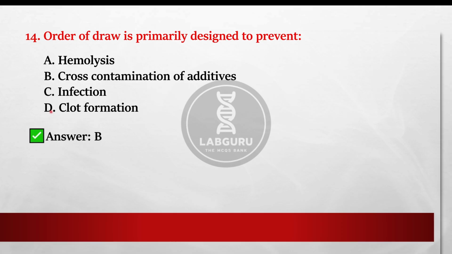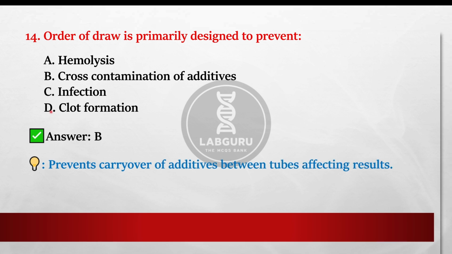The right answer is option B, that is cross-contamination of additive. We have to avoid cross-contamination of additive because every tube has a different anticoagulant, right? So in this way we have made one order of draw, to prevent the carryover of additives between tubes affecting the result.